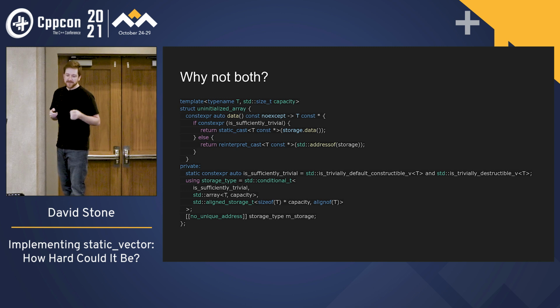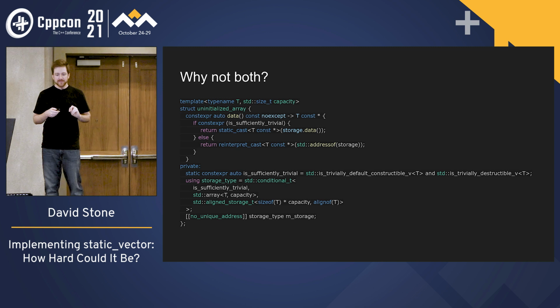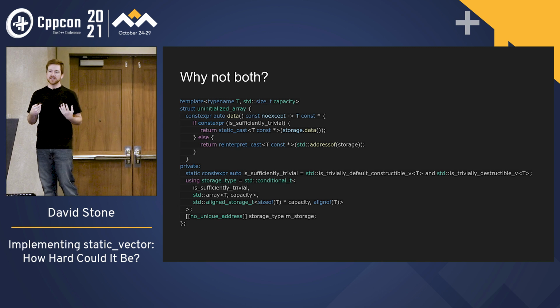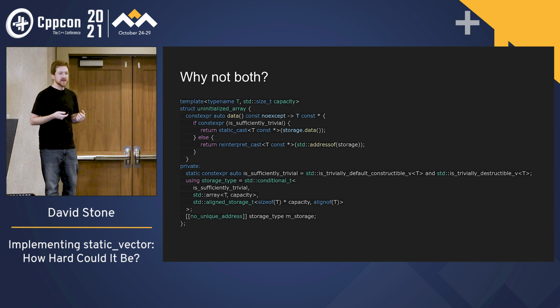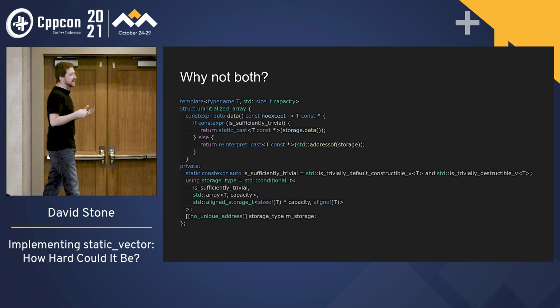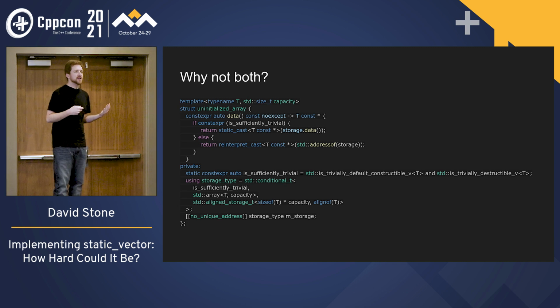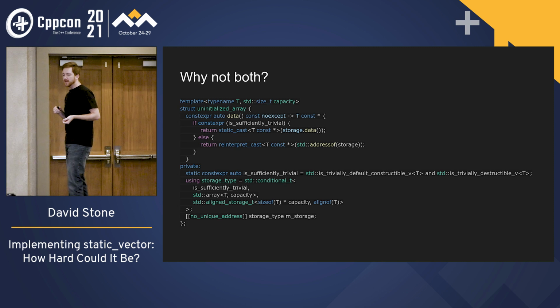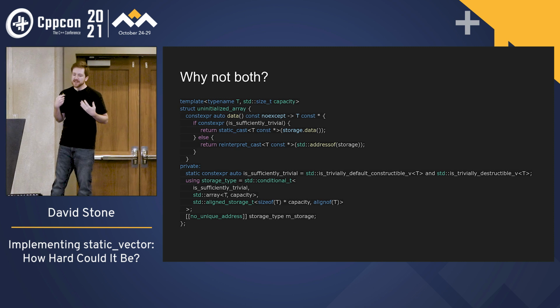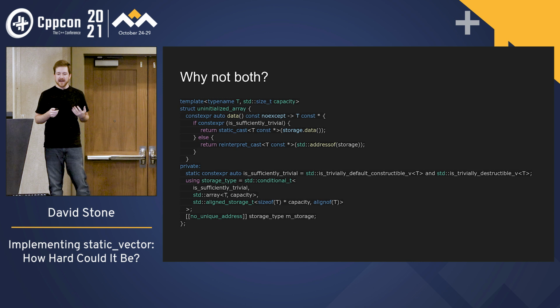So if the type is trivial, we create an array of the type. Otherwise, we have bytes. And then we can use it at compile time for any of these sufficiently trivial types. So now we can have a static vector of int and use it at compile time, and everything's good. But if we wanted a static vector of, say, strings, we're out of luck right now. So is there anything smarter we can do here?